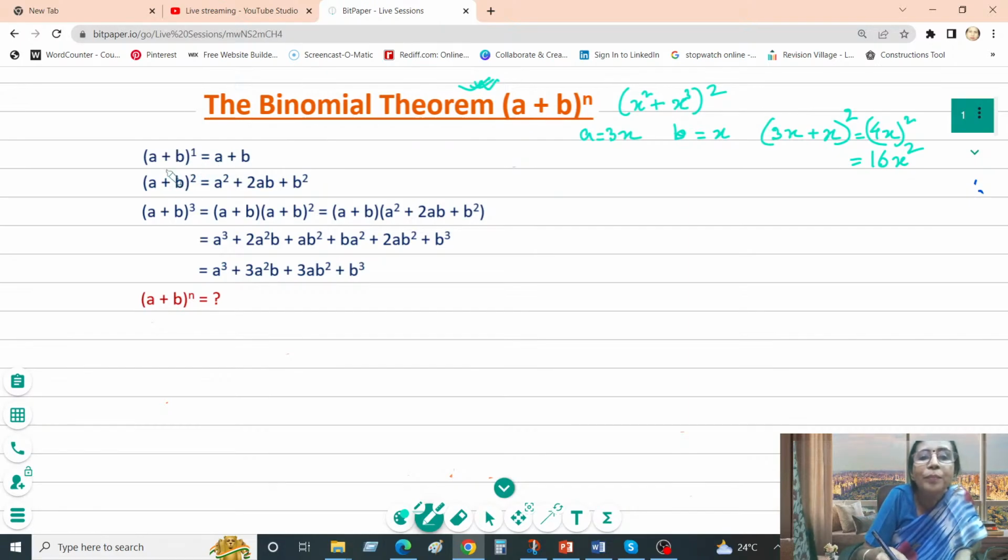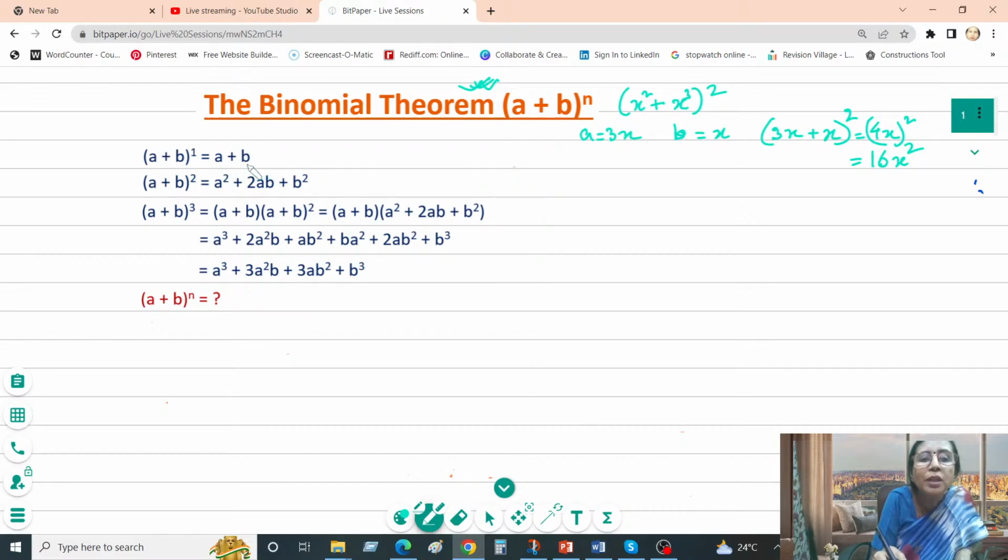Now coming to a plus b, it is a plus b. I have taken a plus b and I have taken different values of n. For the first case, n is equal to 1. As I have said, n will be a positive integer. So I have taken n to be equal to 1. A plus b raised to the power of 1 is equal to obviously a plus b.